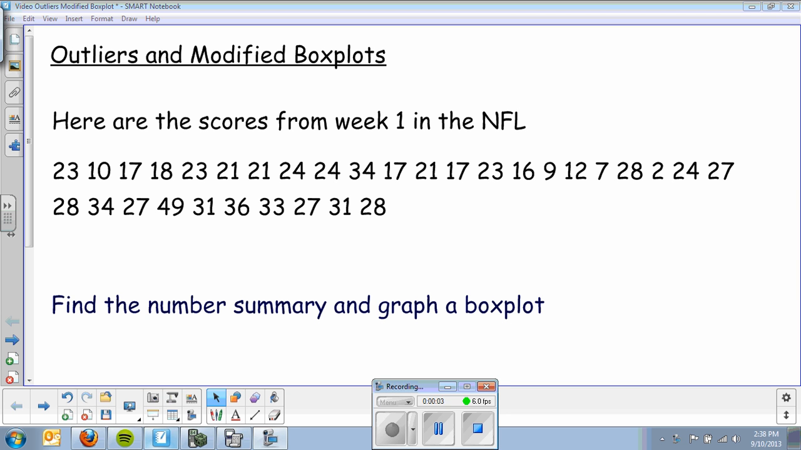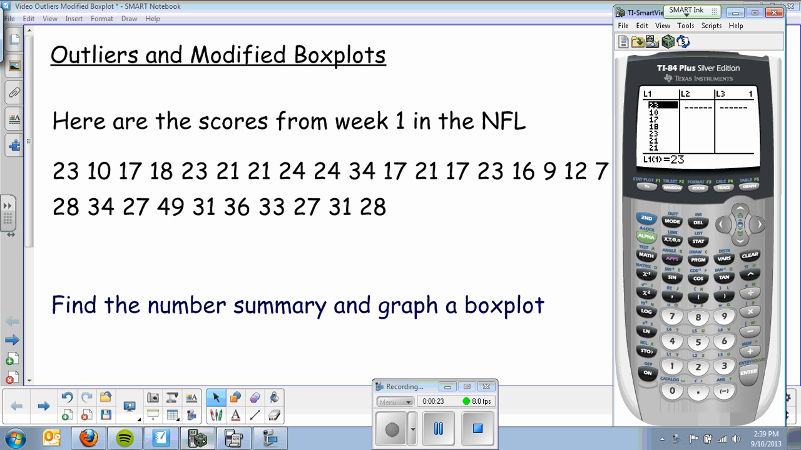It's football season, and we're talking about Week 1 scores. I'm going to use the scores from Week 1 in the NFL to talk about outliers and modified box plots. Here are the numbers, the same numbers that were on your assignment in class. You should have already found the 5-number summary, and you didn't grab a box plot, but you did a histogram. But we can do that very quickly.